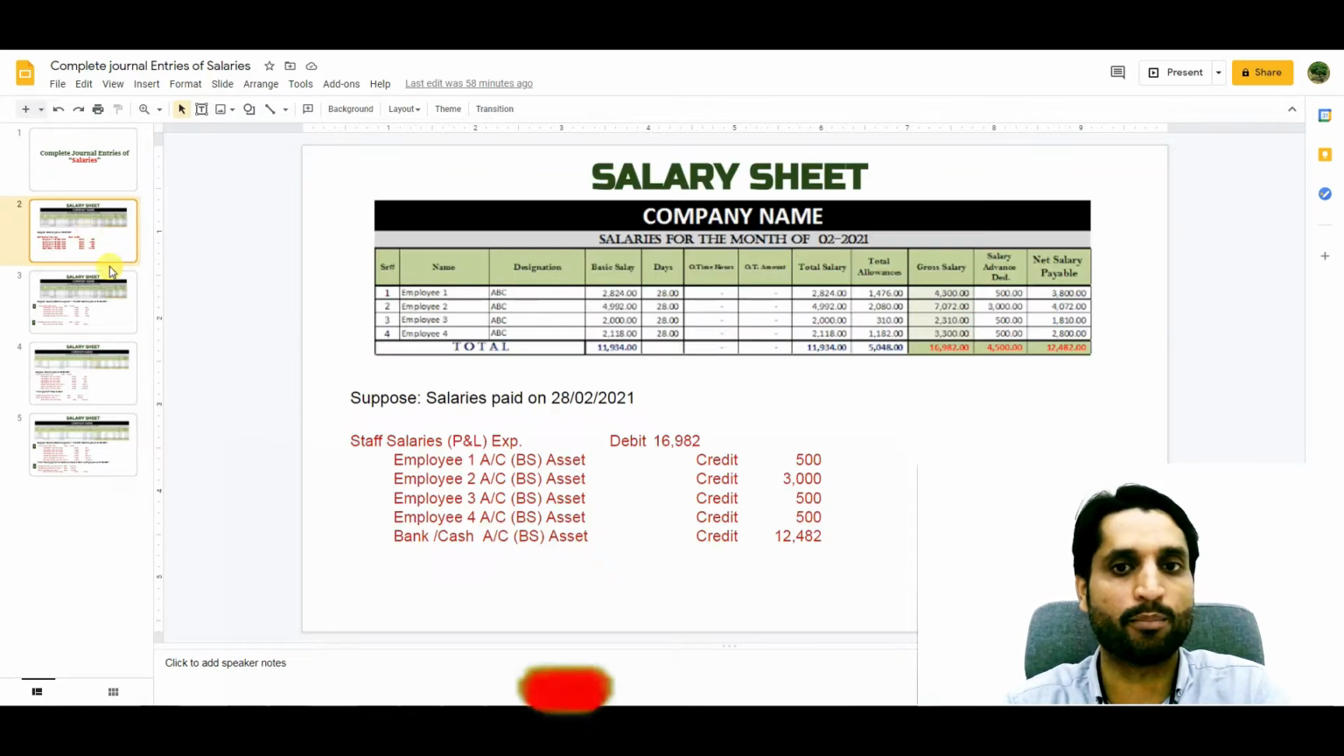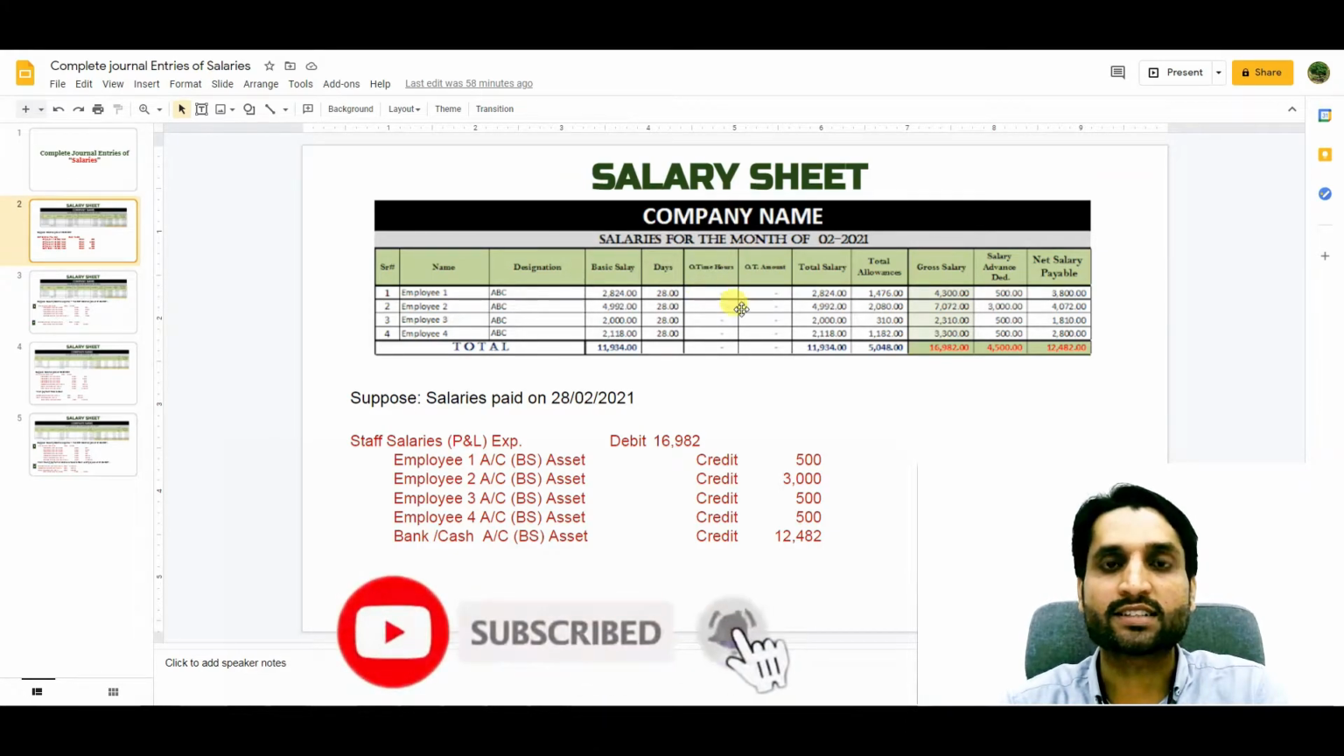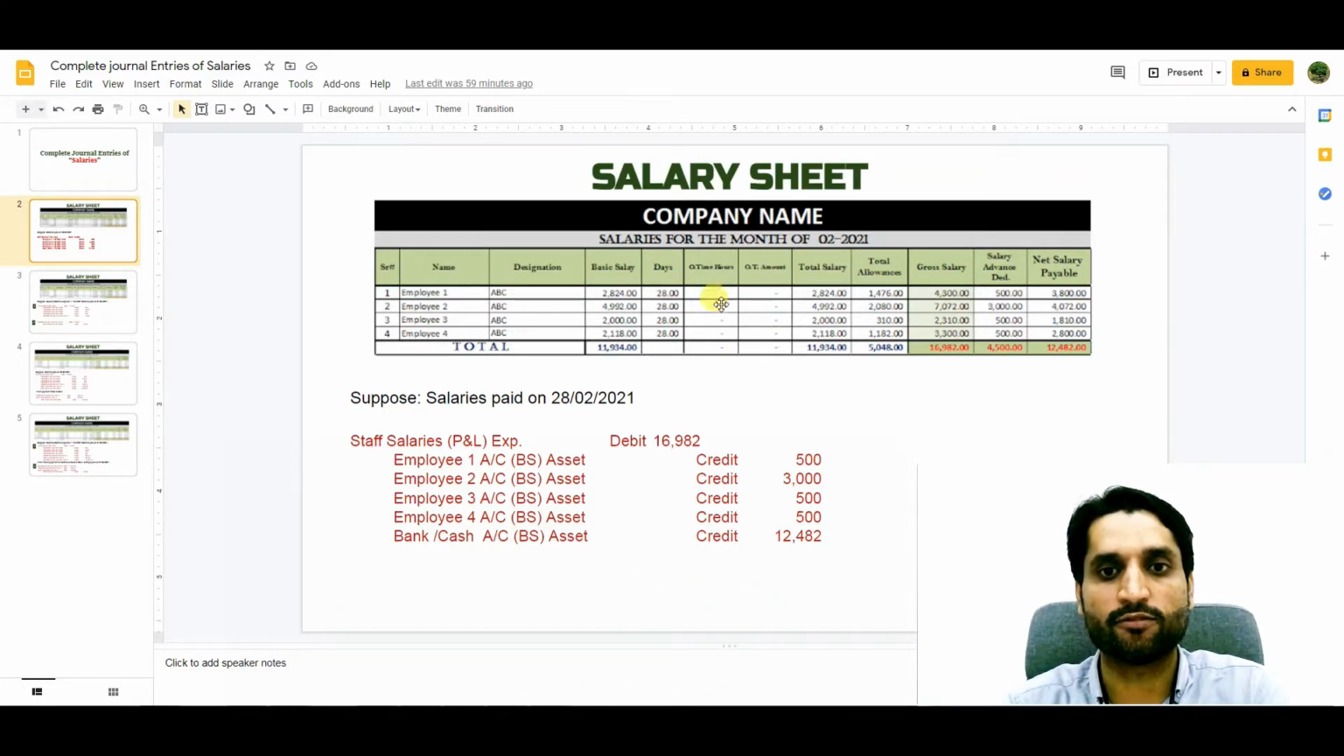We have here an example salary sheet. The salary sheet includes 4 employees. You can add even 100 employees, the format will be the same. Here we will be having a gross salary including the total allowances, overtime and everything. So the gross salary will be this much, 16,982 for all the employees. And here we have loan deduction. The company paid loan to the employees and now they are deducting from their salaries. So here there is a net salary at the end, it is 12,482.